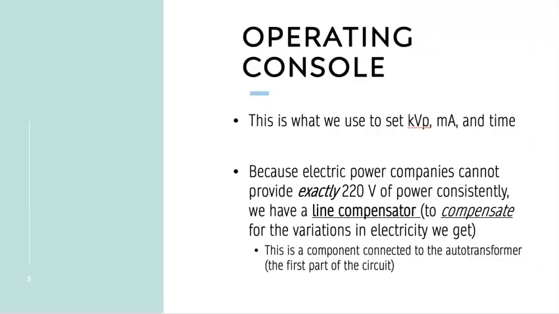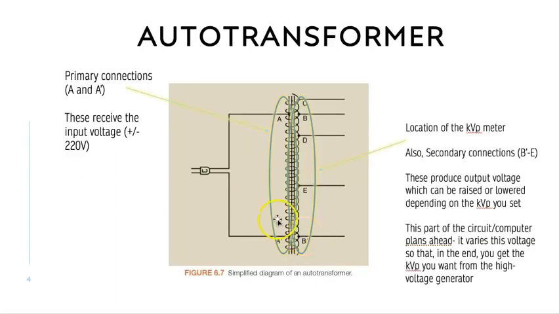But let's talk about the operating console first. So again, this is where we set our kVp, our mA, and time. And you can always choose a few other things. Now, because electric power companies can't provide us with exactly 220 volts of power consistently, we have what's called a line compensator. One good way to remember this is it compensates for that fluctuation we get from the power company. And this is a component connected to the autotransformer, which is going to be the first part of the circuit that we'll talk about.